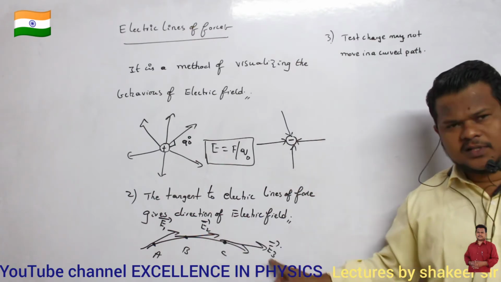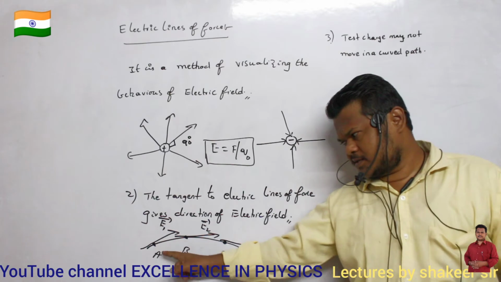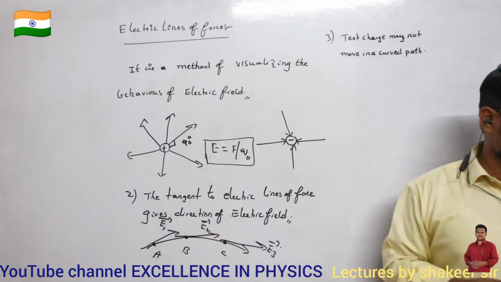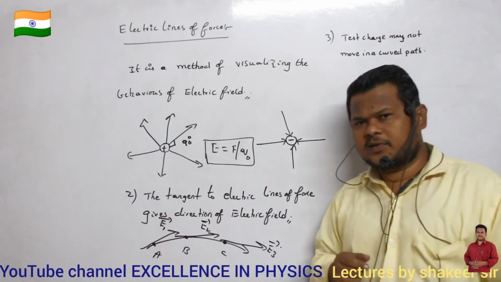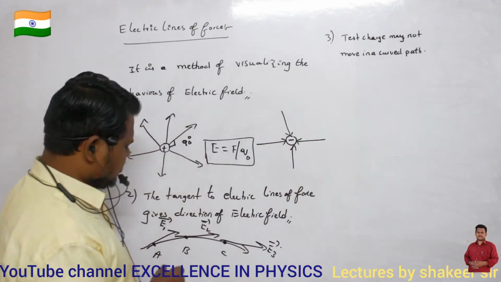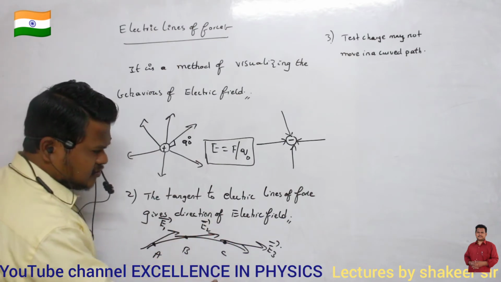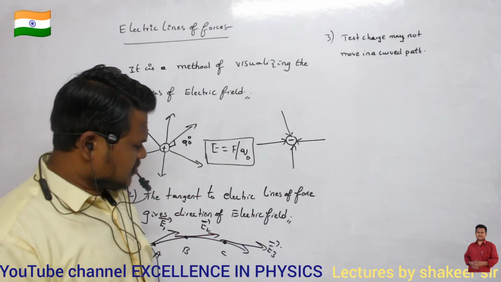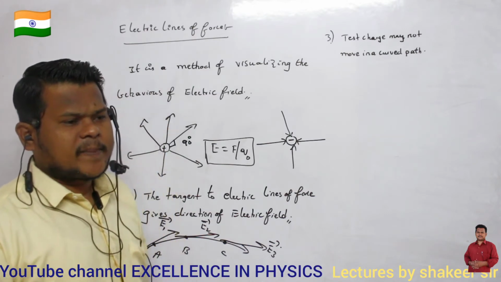Electric line of force is a curved path. But if you place a test charge at point A, point B and point C, then the test charge cannot move in a curved path. What can be the reason? The reason is that for any body to move in a circular path, curved path means circular path only, what kind of force is required?